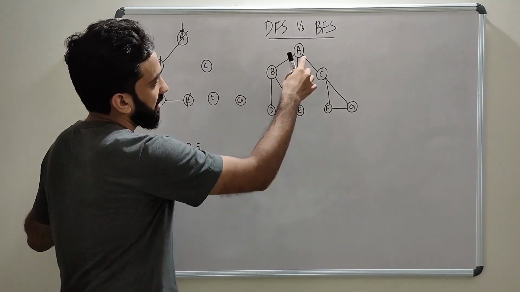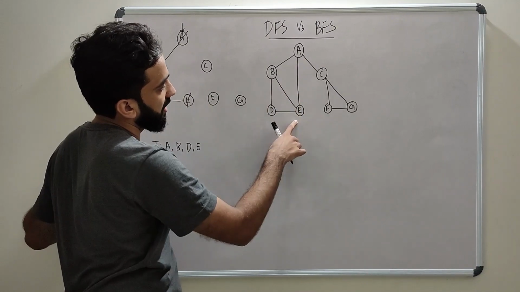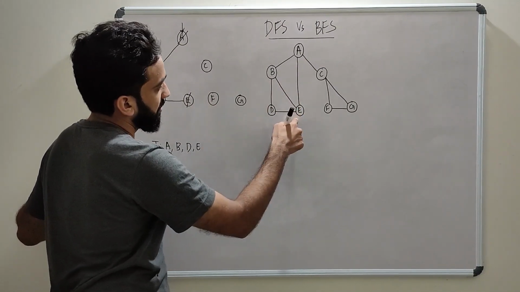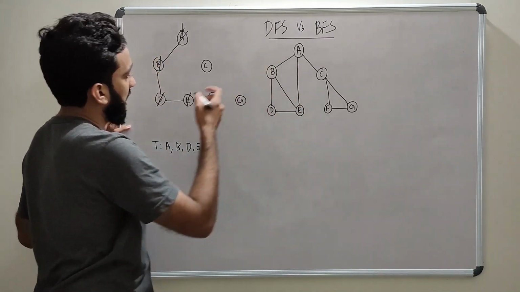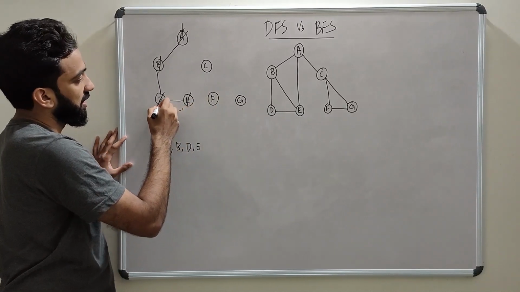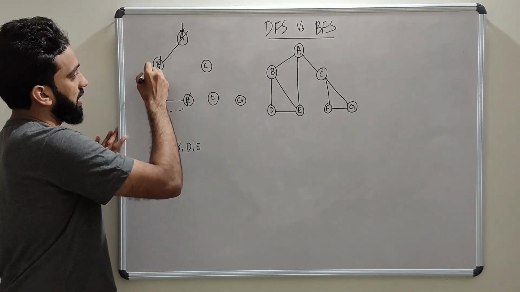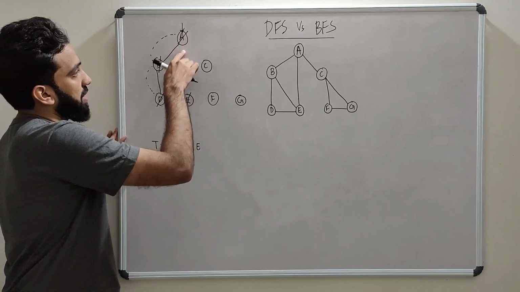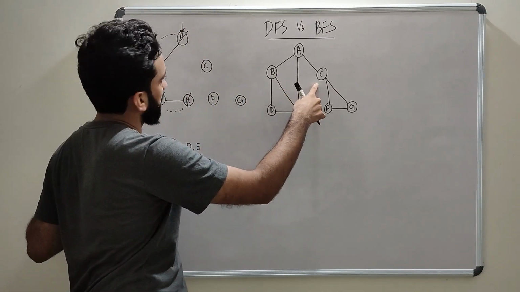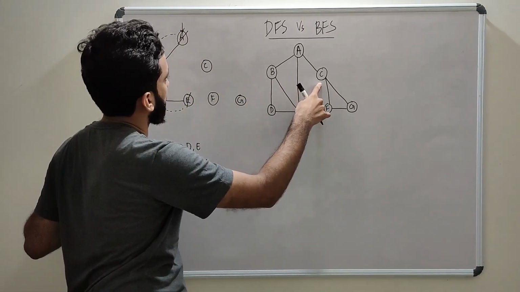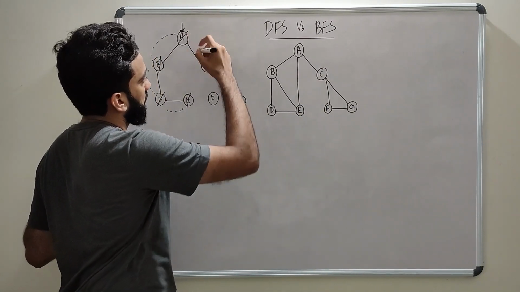From E, all the other nodes connected to E are already visited. So from E, it has no option, so it will go back. So it will go back to D. From D also there is no option, it will go back. So from A, it has option to C. So C is not visited. So it will go to C.